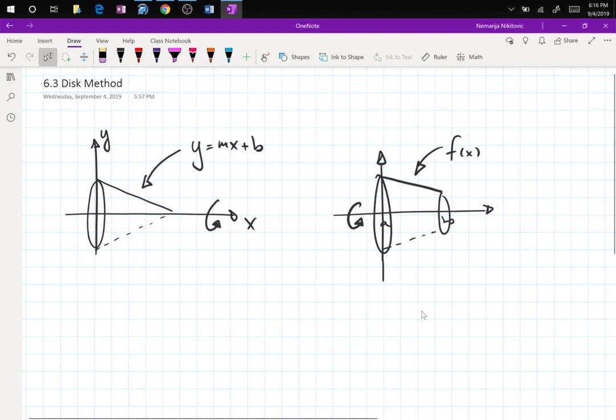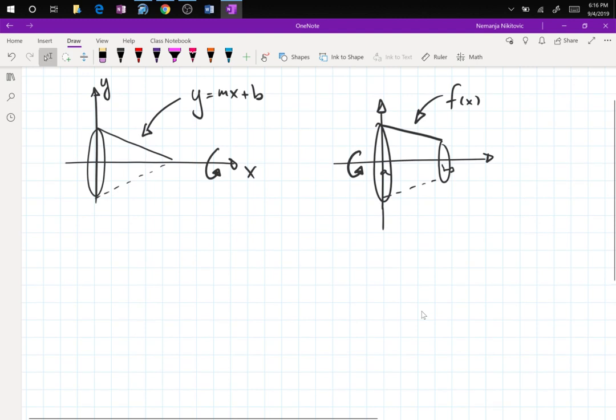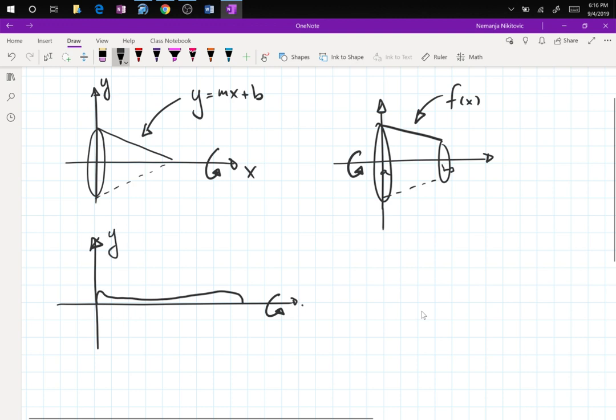other objects, as long as you know what the function is, you would be able to create the object by rotating it around the x-axis. So what's this one? That's the baseball bat, exactly, right? I don't really know what the function is. We'll call this b of x for baseball bat. But there is some kind of function which would fit this line.